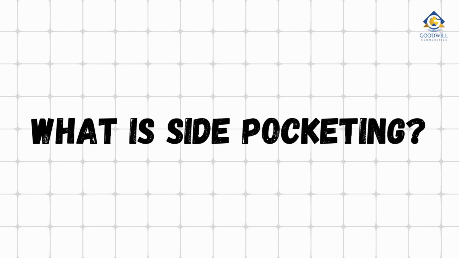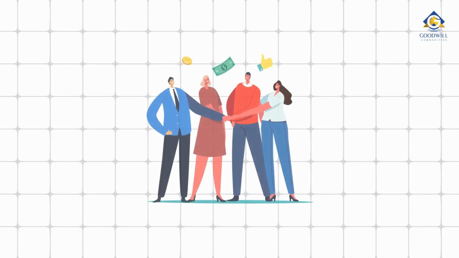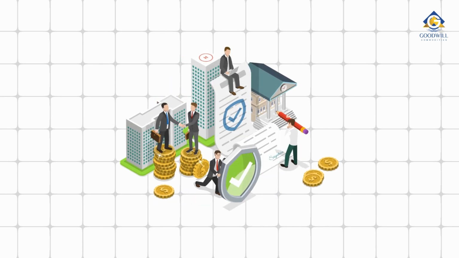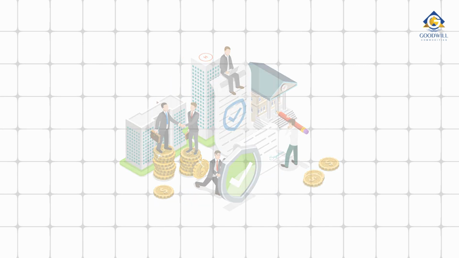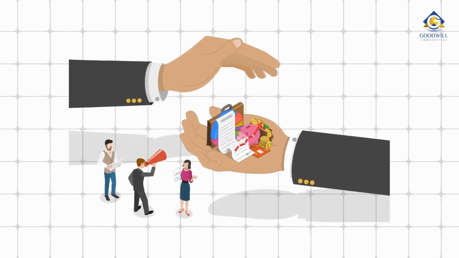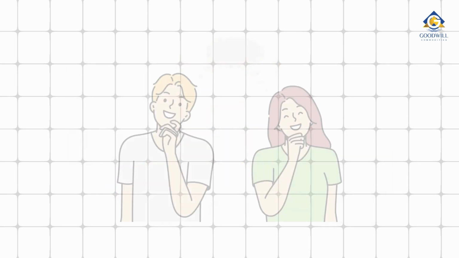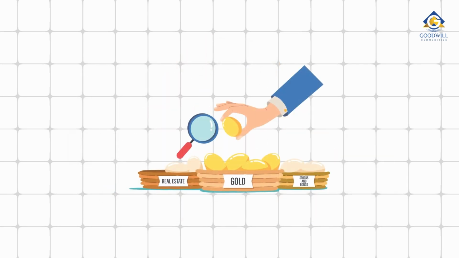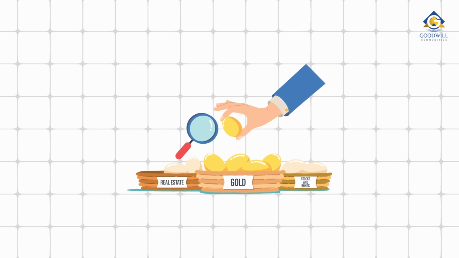What exactly is side pocketing? In the context of mutual funds, side pocketing refers to the practice of separating illiquid or distressed assets from the rest of the fund's portfolio. Essentially, it creates a side pocket within the fund where these assets are isolated. Think of it like this: if a mutual fund is a big basket of different investments, side pocketing is like putting certain items into a separate compartment within that basket to keep them apart from the others.